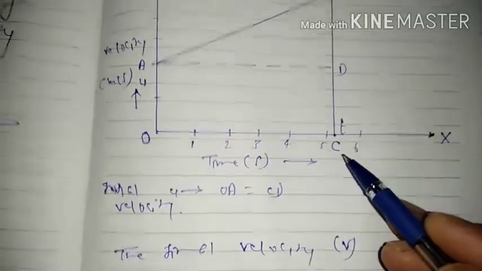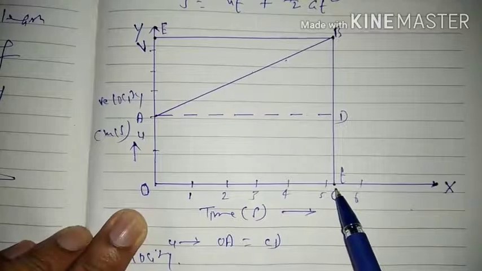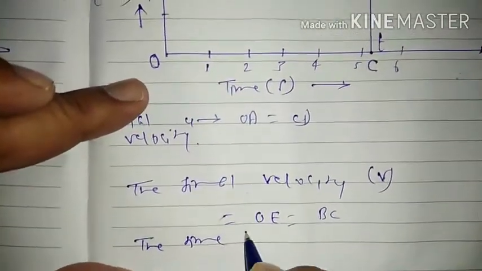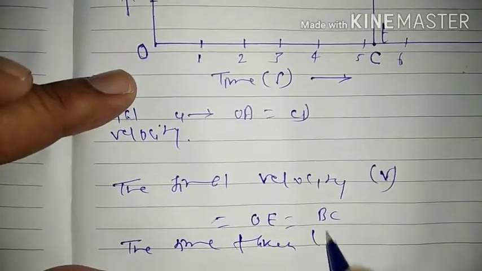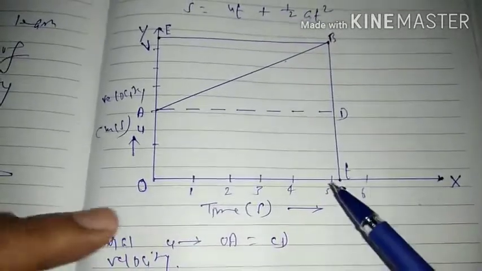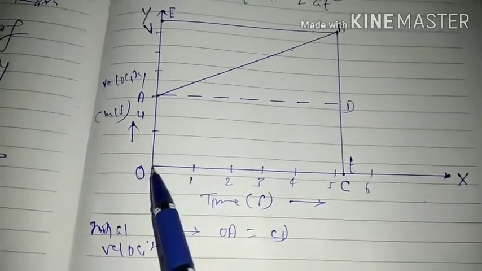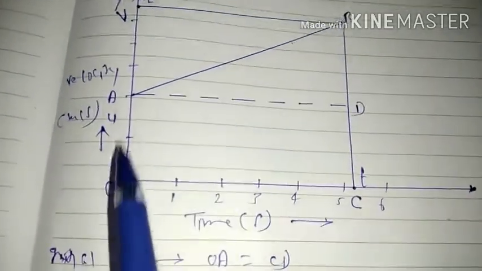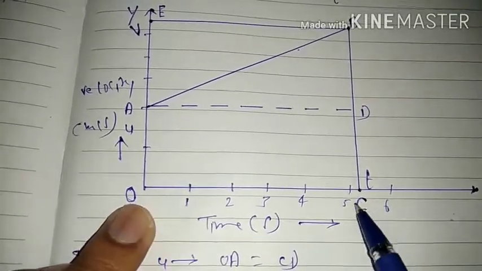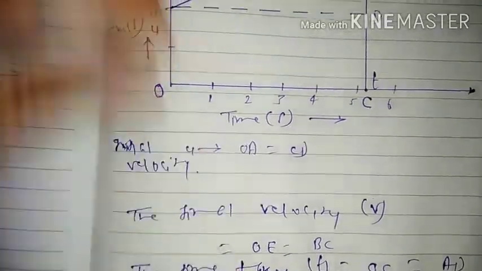Now, what is the time interval here? Here, the time interval t is represented by OC. So the time taken t is equal to OC, and once again, it is equal to the opposite side of the rectangle. Which rectangle is considered here? OADC is a rectangle whose side OC is equal to AD. So we can write here OC is equal to AD.